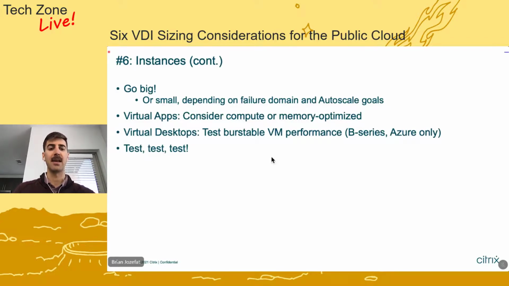Now, that's what we've seen from a scalability perspective. However, based on the goals that you may have from a failure domain perspective, we may want to look at deploying smaller machines, so if a machine fails, fewer users are impacted. Or from an auto scale perspective, you want to more regularly power cycle and shut machines down. You may want to go with smaller machines just so you can more easily log users off and drain users off of a machine so you can power it down.